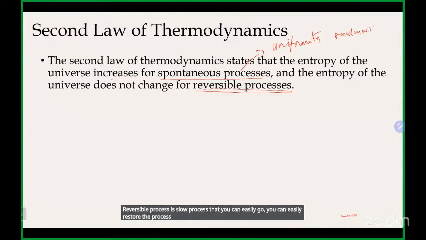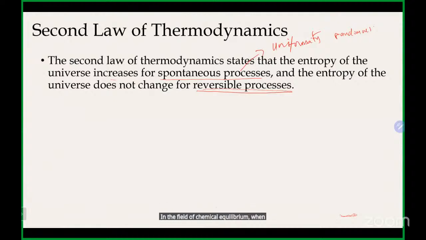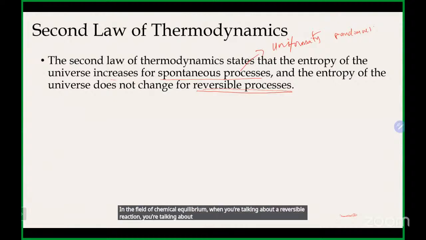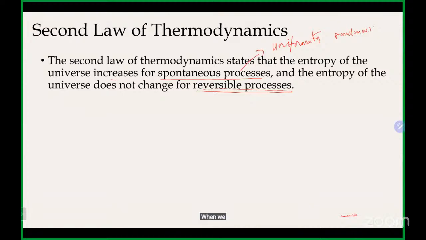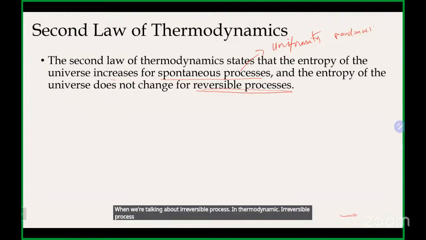In the field of chemical equilibrium, I just want to make a quick distinction. In the field of chemical equilibrium, when you're talking about a reversible reaction, you're talking about the fact that the rate of the forward reaction is equal to the rate of the reverse reaction. Now, this is different in this case when we're talking about a reversible process in thermodynamics. A reversible process is a process that changes very, very minimally, such that you can easily revert to your original condition.